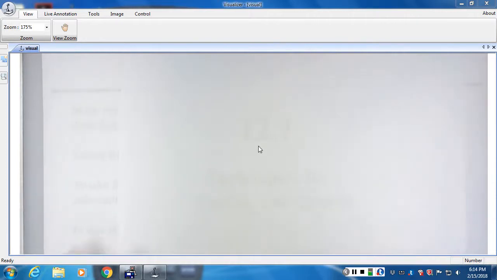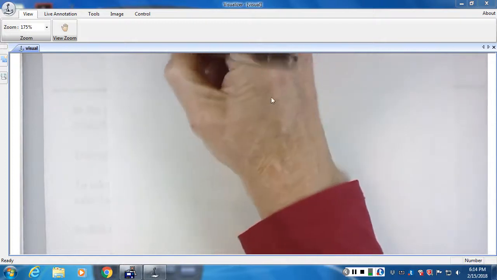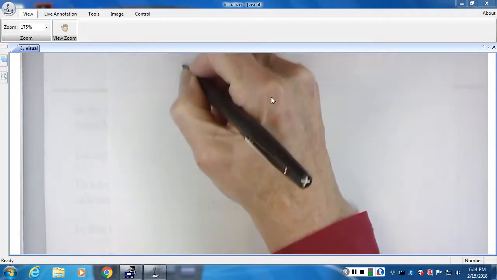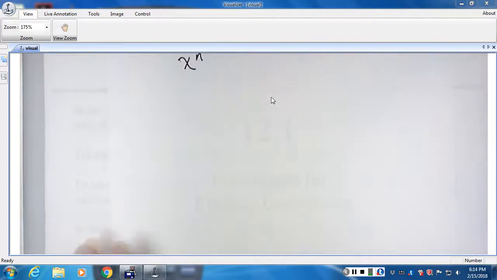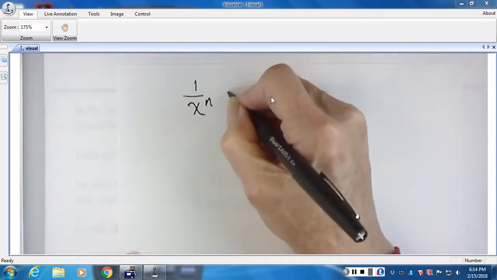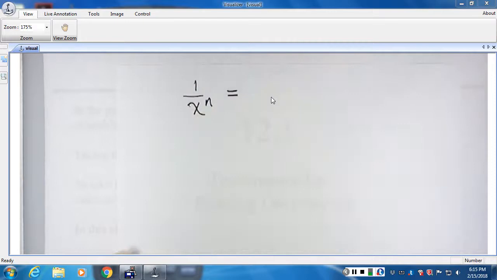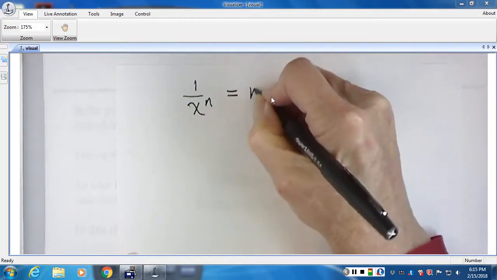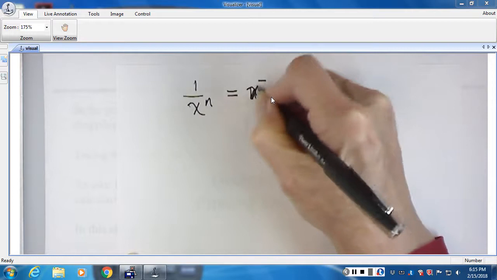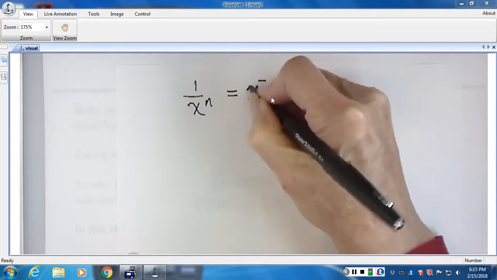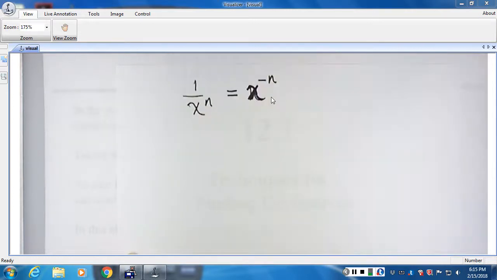You need to remember that 1 over x to some power can be rewritten without it being a fraction as simply x to the negative n power. You can bring something up out of the denominator of a fraction by making its power negative.